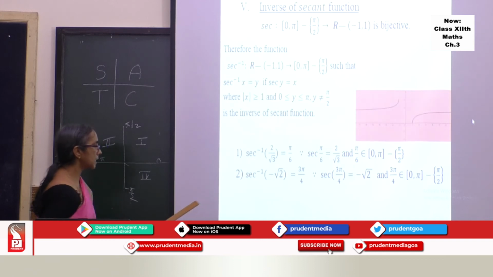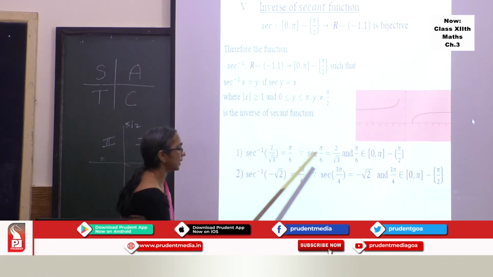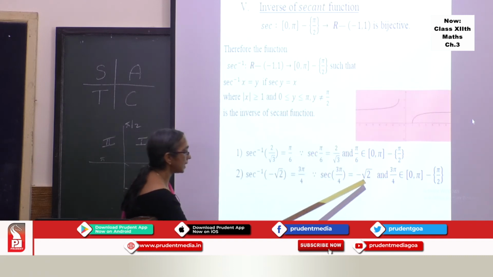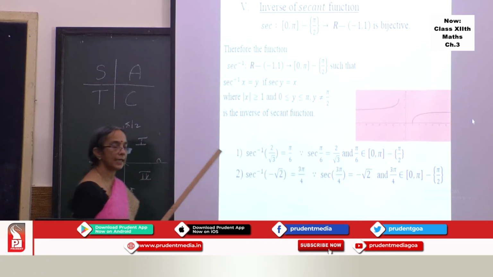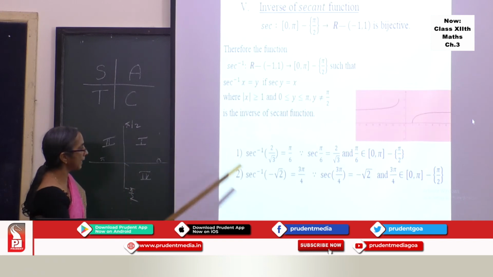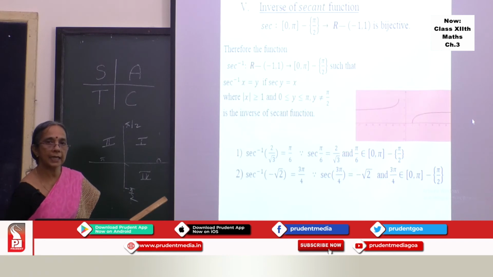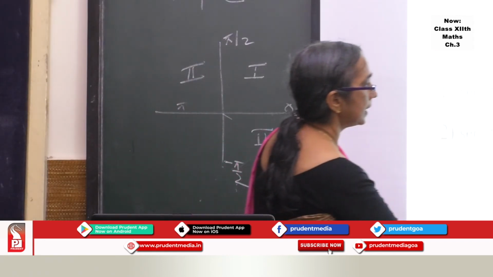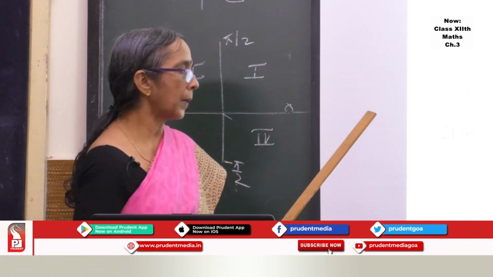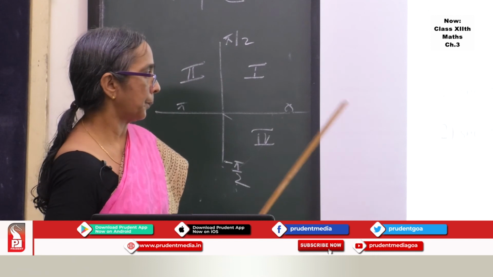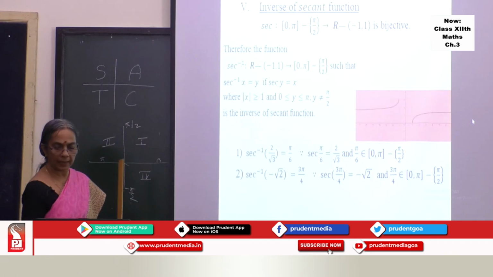Sec inverse of minus root 2 is 3 pi by 4 because sec of 3 pi by 4 is minus root 2. 3 pi by 4 is an angle in the second quadrant. It is pi minus pi by 4. It is an angle in the second quadrant and 3 pi by 4 belongs to the closed interval 0 to pi minus pi by 2. Therefore, sec inverse of minus root 2 is 3 pi by 4.